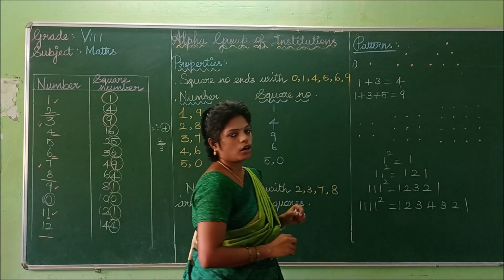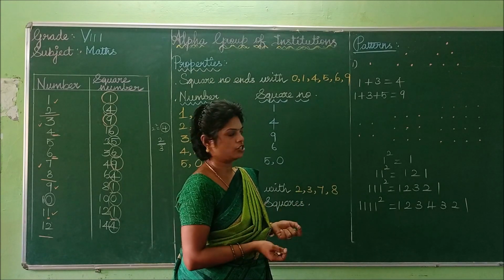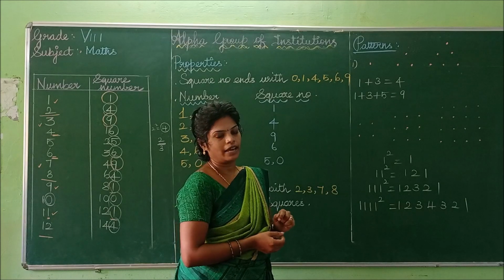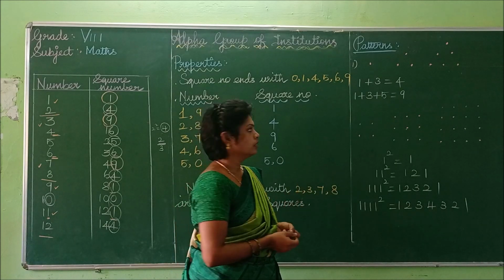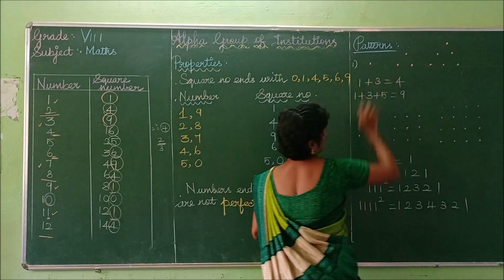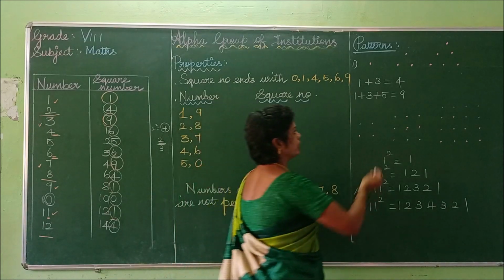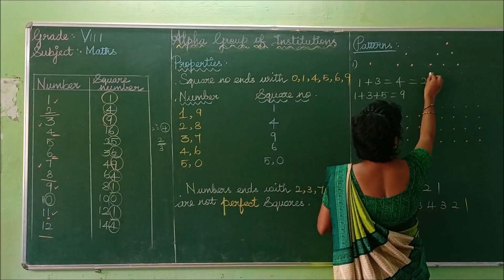So odd numbers are what? 1, 3, 5, 7 up to etc. I am taking the three values 1, 3 and 5. So I am taking 1 and 3 and going to add them. So 1 plus 3 is what? 4. So 4 can be represented as 2 squared.